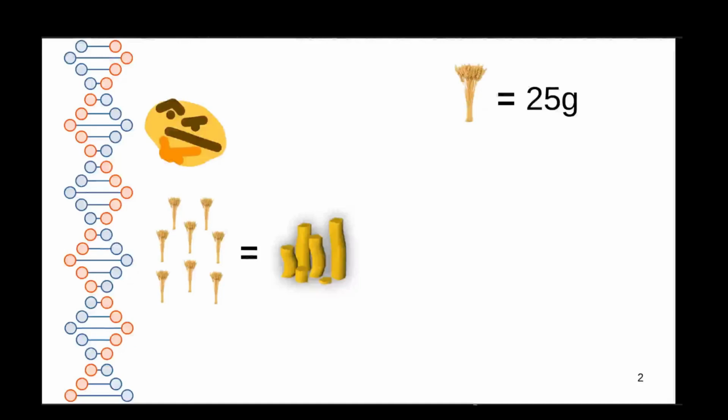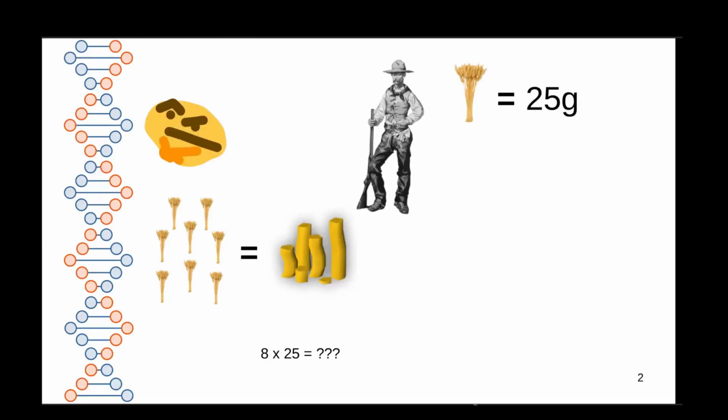Just imagine, the year is 1859 and you're a settler of the Pacific Northwest. You farm wheat and each bushel of wheat sells for 25 gold each. If you sell 8 wheat, then what would the total sale be?